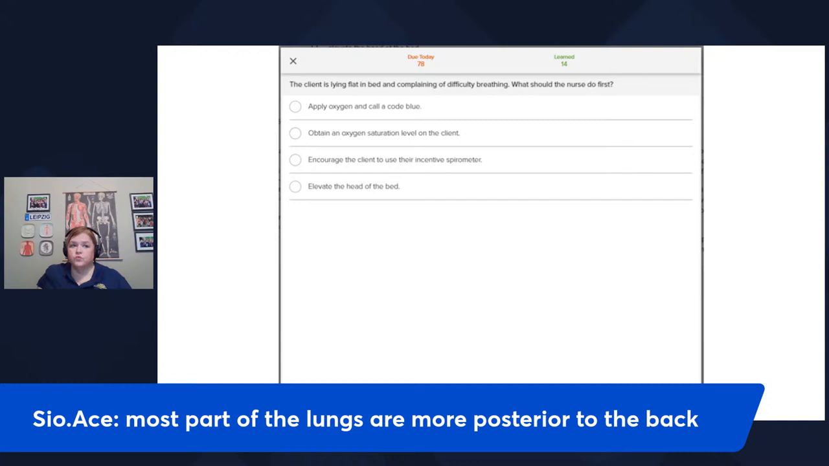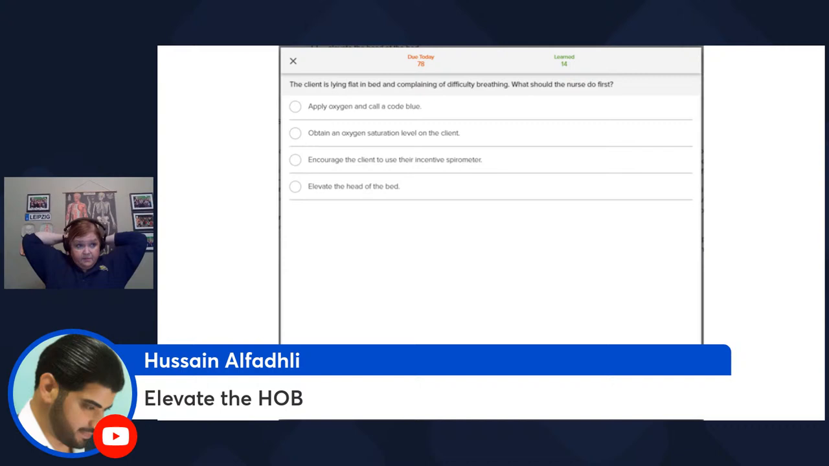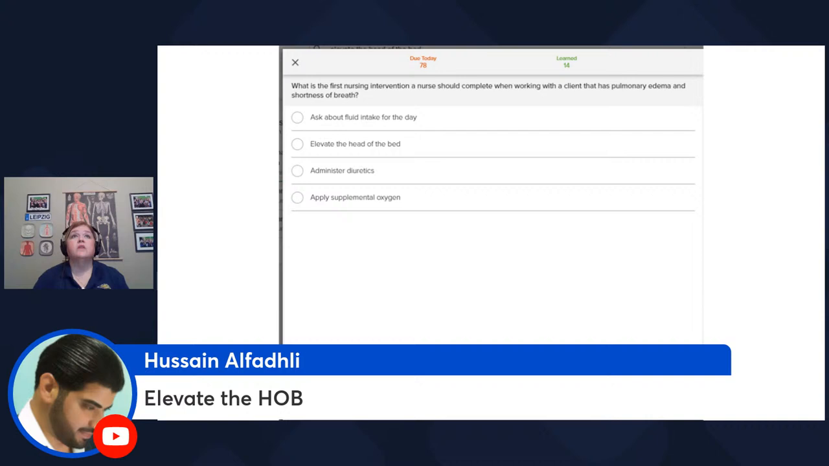Most of the lungs are more posterior, toward the back. So if you're going to be listening for pulmonary edema, that's why you always want to listen in the back and in the bases, because that is where it's going to develop first. Okay. Here's another one. I'll give you about 40 seconds again for you to work through the process, practice, and then I'll come back and walk you through the question.